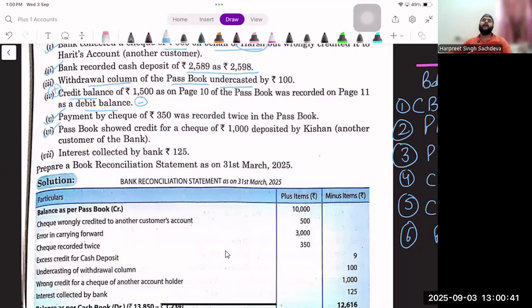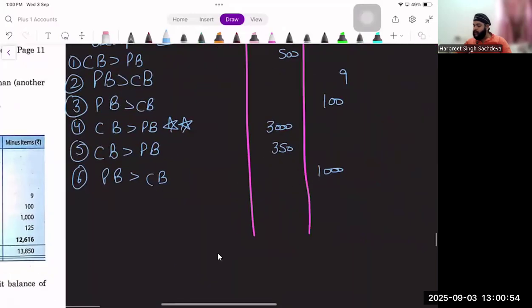Interest collected by bank. Collected is the income. Bank collected interest. Collected is not from me. Collected is on my investments. I have invested somewhere. From there, bank has collected interest on my behalf. Passbook will be greater than cash book by rupees 125.